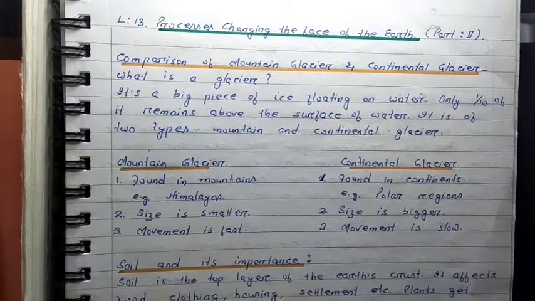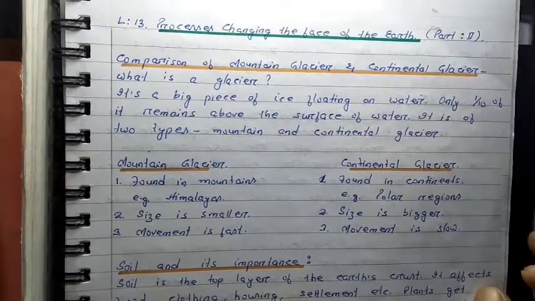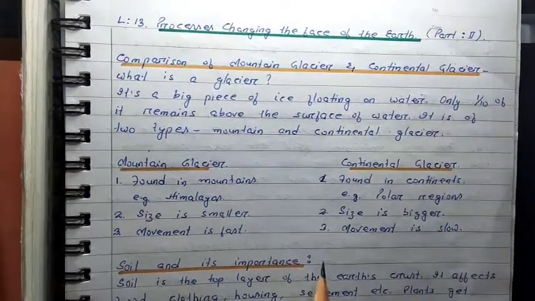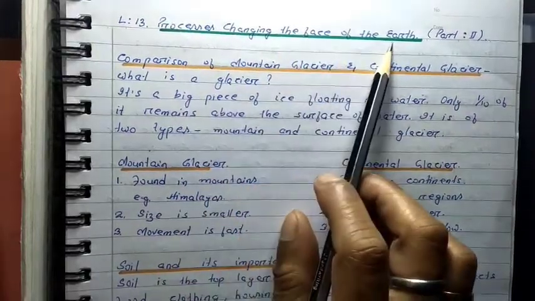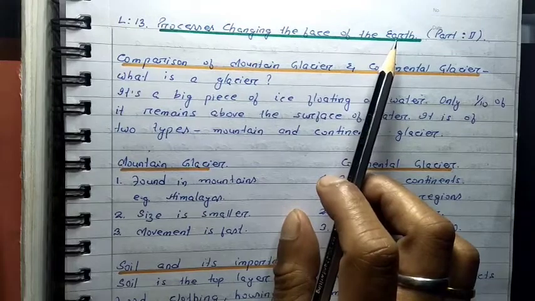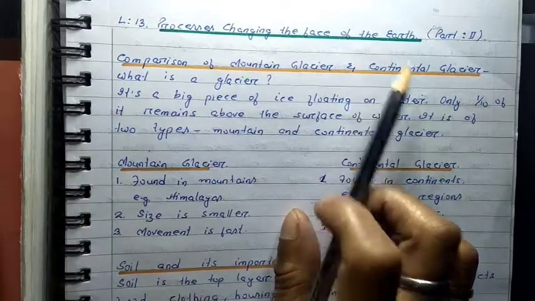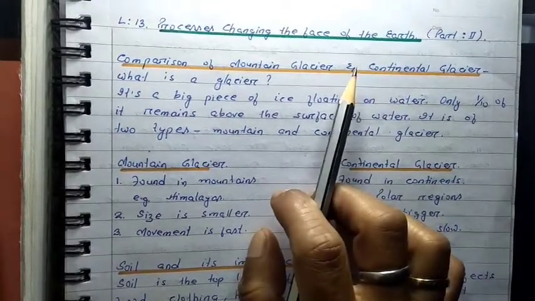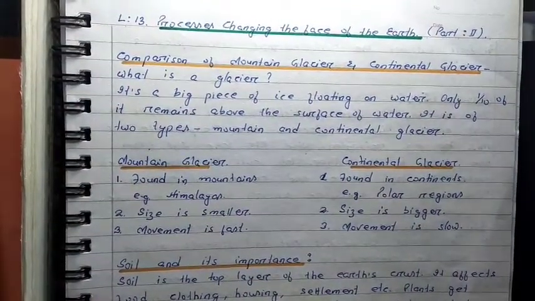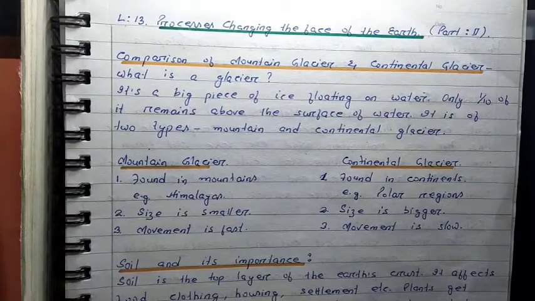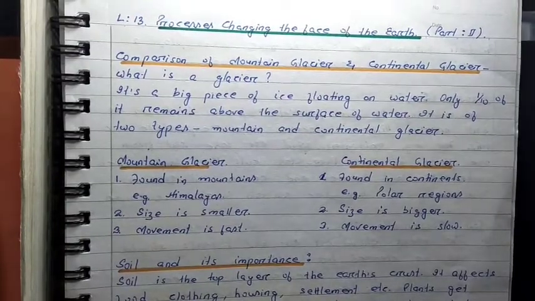Good morning everyone. In today's video we are going to discuss the second part of lesson number 13, that's processes changing the face of the earth. We already discussed the process of weathering, erosion, mass movement, different types of weathering, and different factors affecting them. Now in this chapter we shall mainly be dealing with a few points.